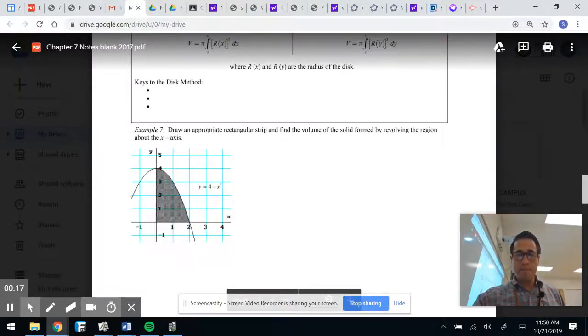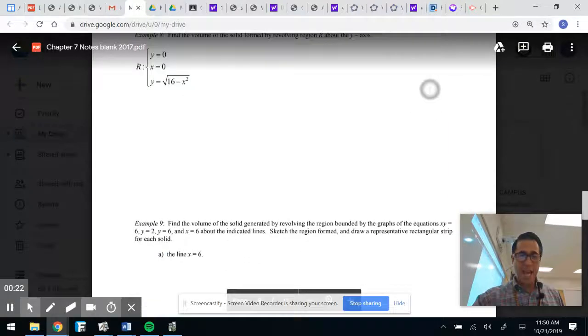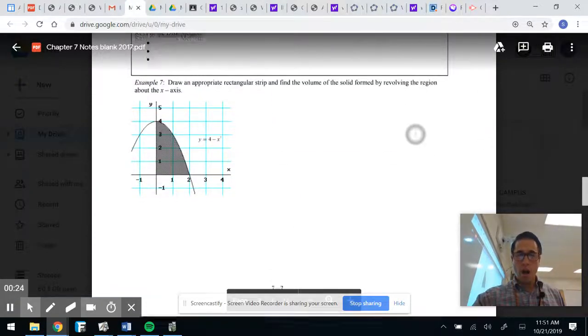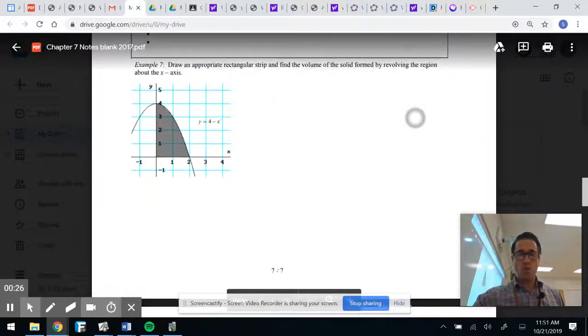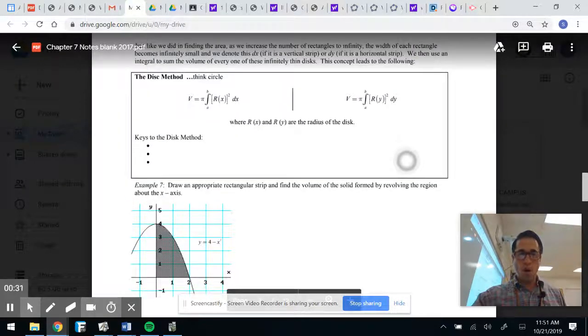I'm going to make up my own stuff here in my own notes because I want you to do 7, 8, and 9 on your own. I'm going to have to fill it in here because I have to use a Google sheet and be able to show you, okay? But here we go, real quickly. The disk method is think circle, okay?